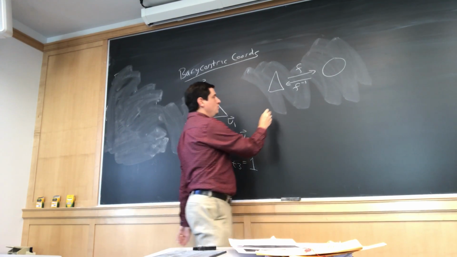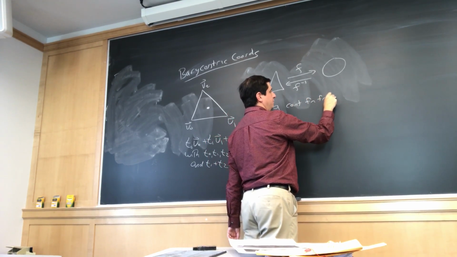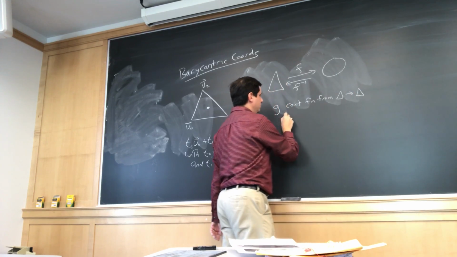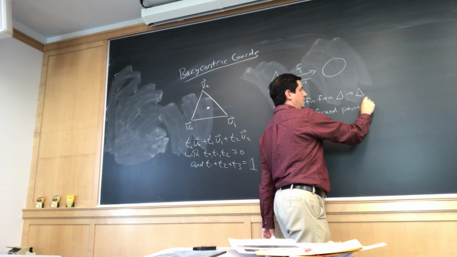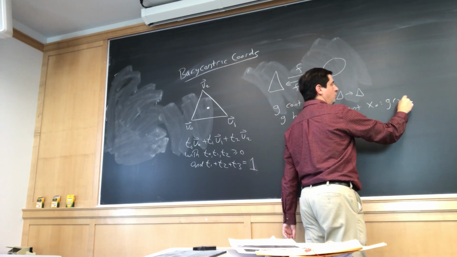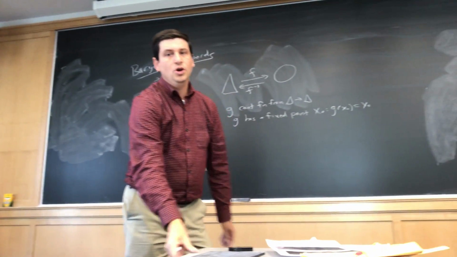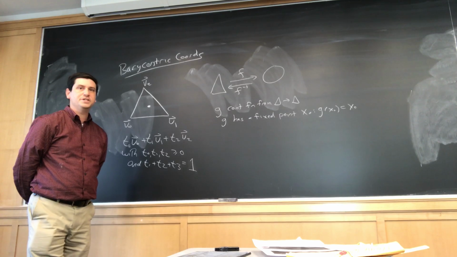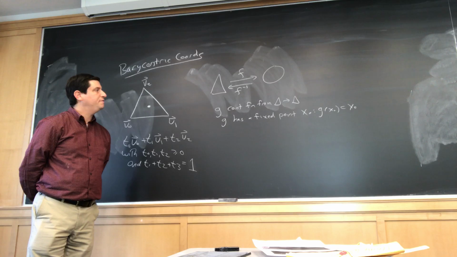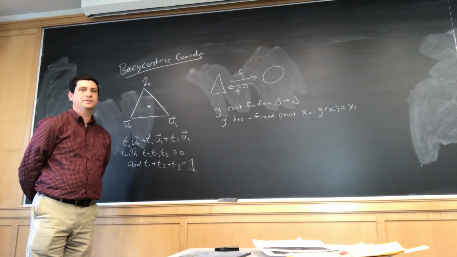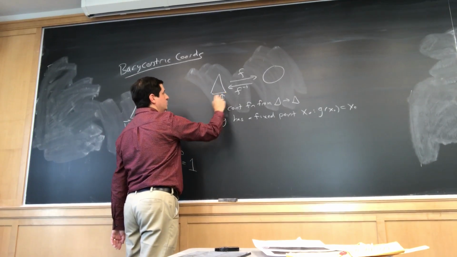Which do you want to work on, the triangle or the circle? Triangle. So let's say g is a continuous function from the triangle to the triangle. G has a fixed point x naught. So g of x naught is x naught. Okay? We want to try to find functions from the disk to the disk and see if they have fixed points. Can you give me a function from the disk to the disk that will have a fixed point? So remember, g is going from the triangle to the triangle.